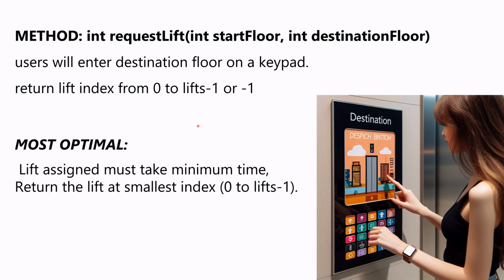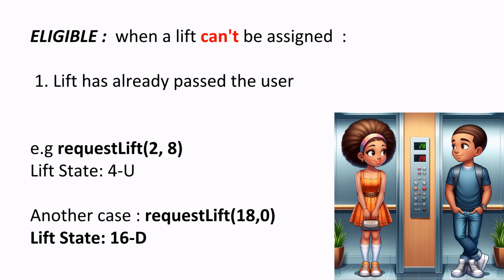The lift assigned to the request must be both most optimal and eligible. Most optimal simply means that the lift takes minimum time to reach the start floor, that is the floor where the user is at, as compared to other lifts. If there are multiple such lifts, then return the lift at the smallest index from 0 to lifts minus 1. Now let's discuss the eligible part. Below are some reasons as to when a lift cannot be assigned to a user.